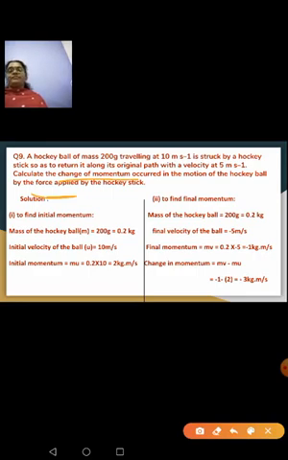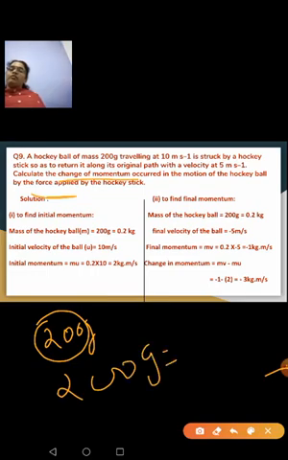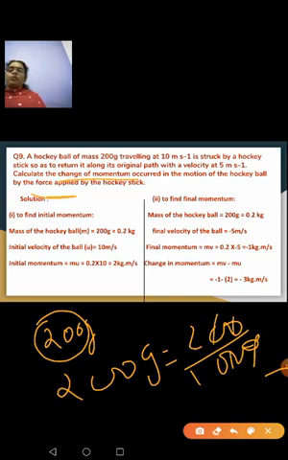Okay, now let's see how the sum is. See, a hockey ball, its mass is 200 grams. We have to calculate initial momentum and final momentum, I said. What is the unit for momentum? Kilogram meter per second, right? So I have to convert this gram to kilogram. What should I do? 200 divided by 1000. So I'll get 2 upon 10, which is equal to 0.2 kg. So the mass of the ball is 0.2 kg.